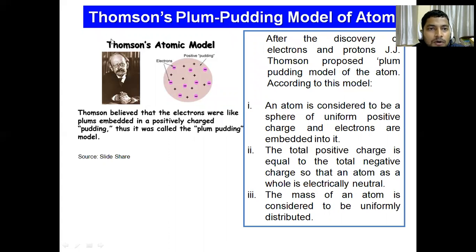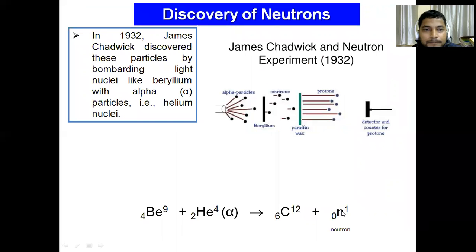Now, later on, after the discovery of electron and proton, Thomson proposed his Plum-Pudding model, and the main postulate of this model is: an atom is considered to be a sphere of uniform positive charge, and electrons are embedded into it. The total positive charge is equal to the total negative charge, so that an atom as a whole is electrically neutral, and the mass of an atom is considered to be uniformly distributed.